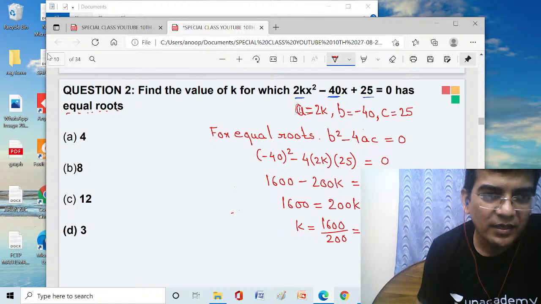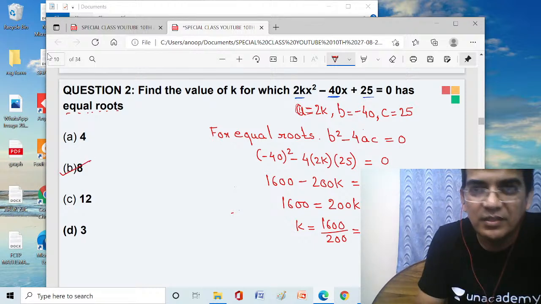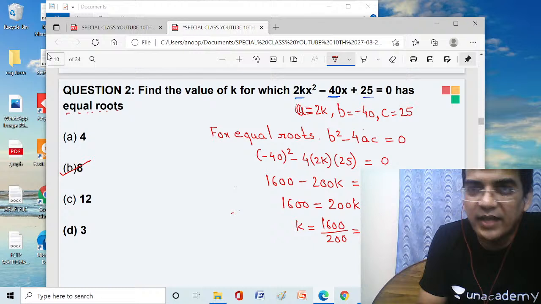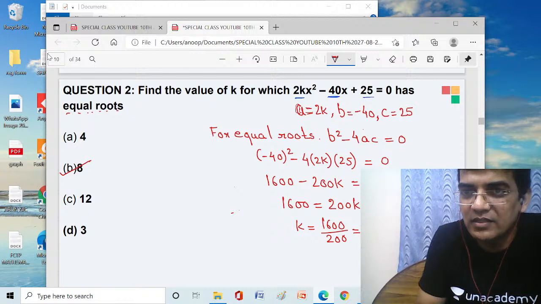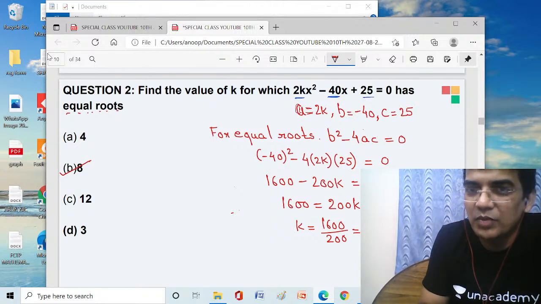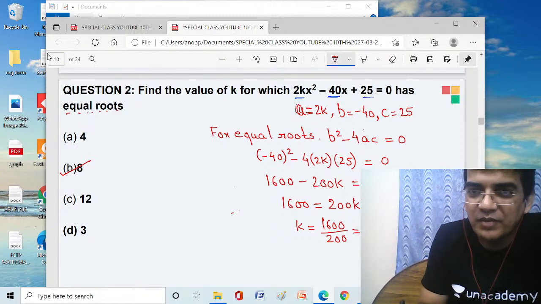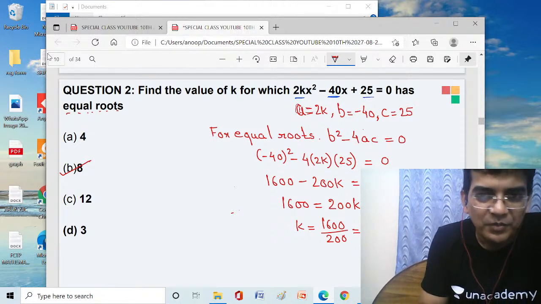Now see, this was the equation given to us, and the question says that this equation has equal roots. First of all, I will find A, B and C from this equation. Remember, the coefficient of x square is A, the coefficient of x is your B, and the term without x is your C. Now as the roots are equal, the condition is b square minus 4ac is equal to 0. I will substitute the values and solve this equation. That will give me the value of k as 8. Hope this much is clear to you now.